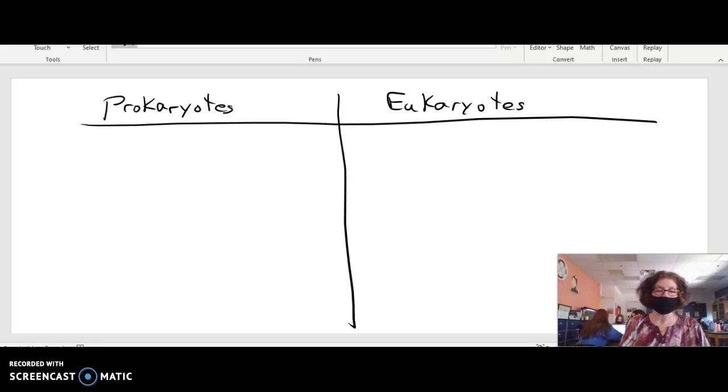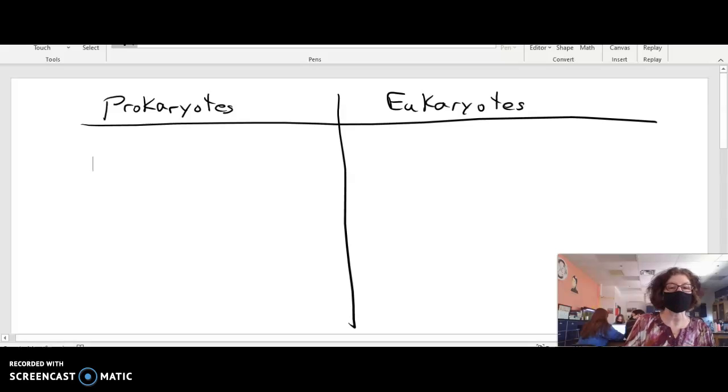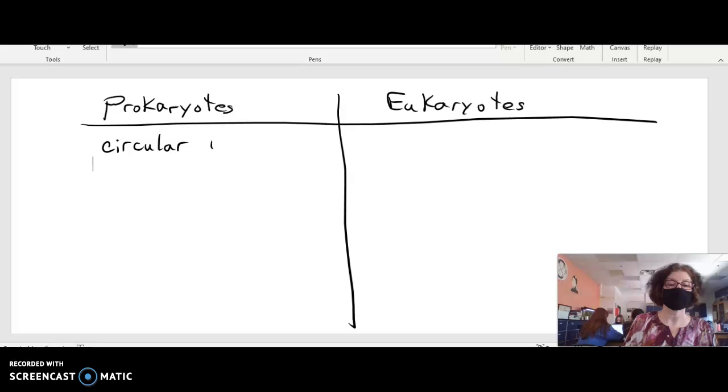So first of all, tell me everything you can about prokaryotes versus eukaryotes. What can we come up with? Circular DNA. Very good. Yes. The DNA is circular here. Very good. And here it's linear. Exactly. It's linear DNA here.